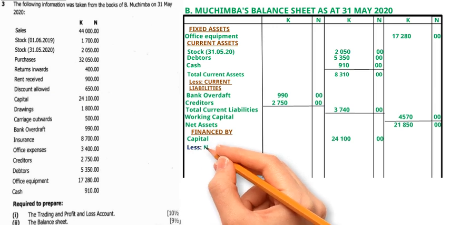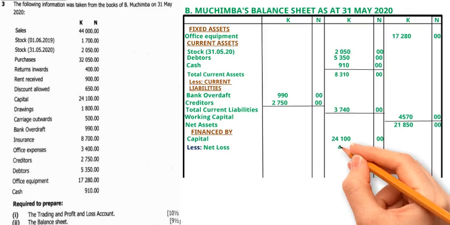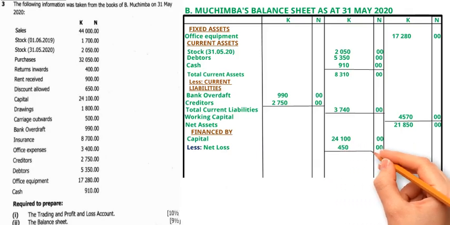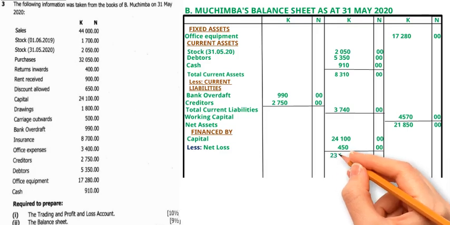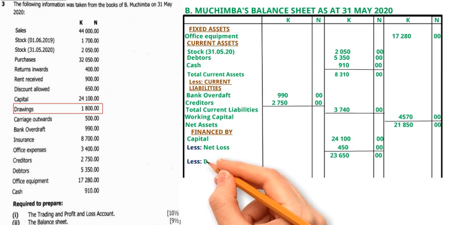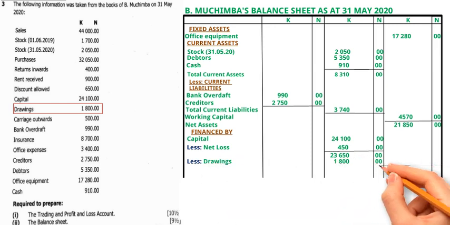So we say capital minus net loss, which is 450 kwacha, will give us 23,650 kwacha. Okay, 23,650 kwacha minus, less the drawing. So the drawing is how much? When you go to the statement, we will see that the drawing is 1,800. So minus 1,800, that should give us capital employed.